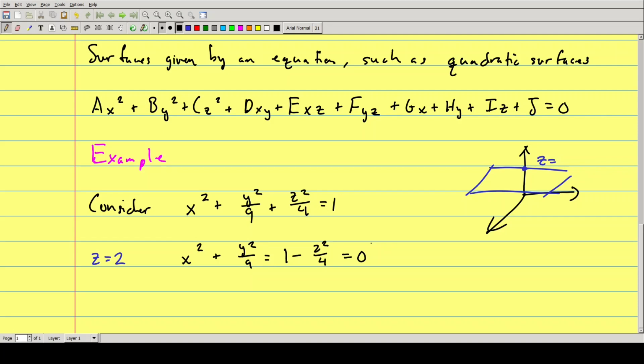Like so, right? 2 squared is 4. Okay. And then what this tells us is that at the height z equals 2, what's the only solution for that equation? It would have to be 0, right?